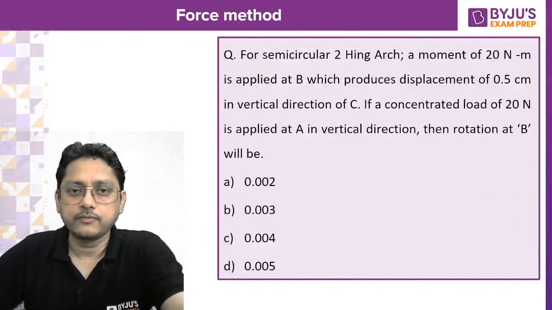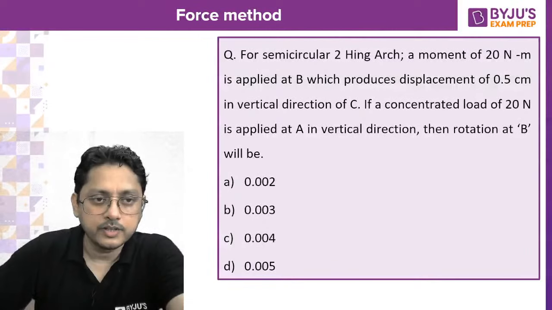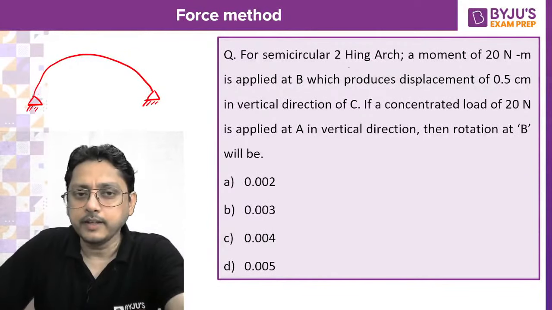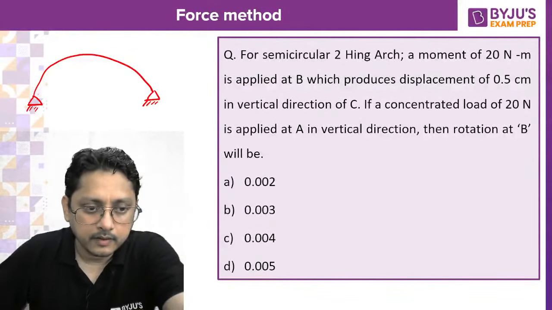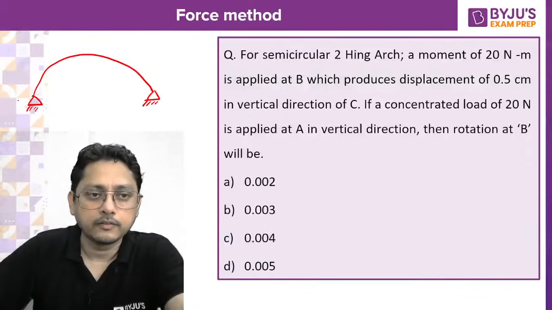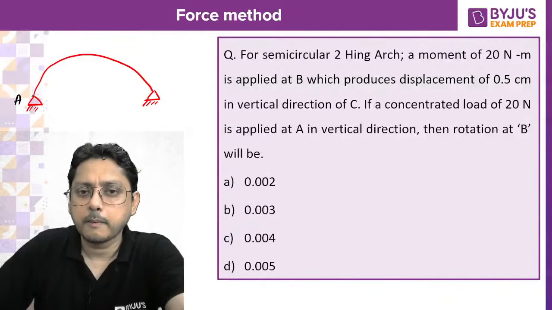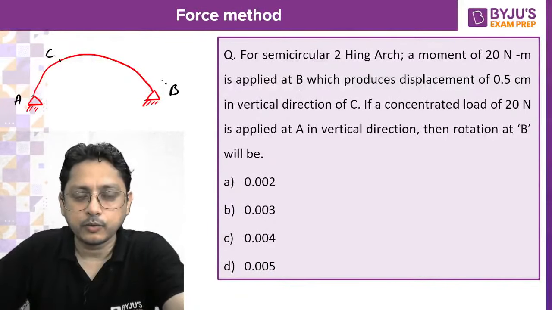Then you can calculate for a semicircular 2-hinge arch. There is a 2-hinge arch of semicircular shape. It is an indeterminate structure. Suppose this is A. A moment of 20 Newton meter is applied at B. This is B, and suppose there is a point here at C. The 20 Newton meter moment is applied at B.